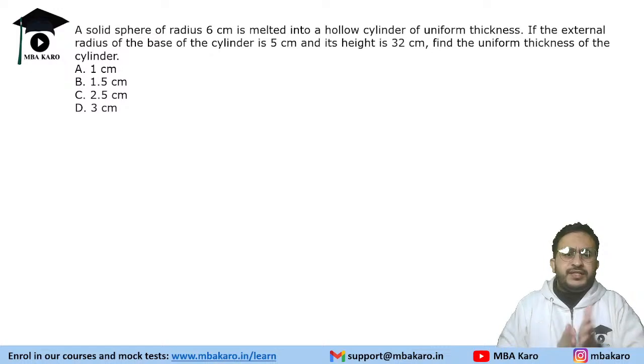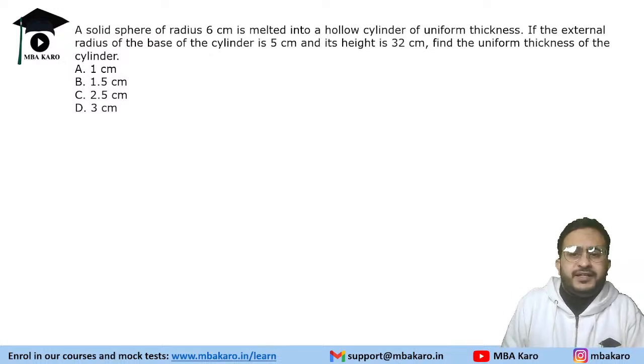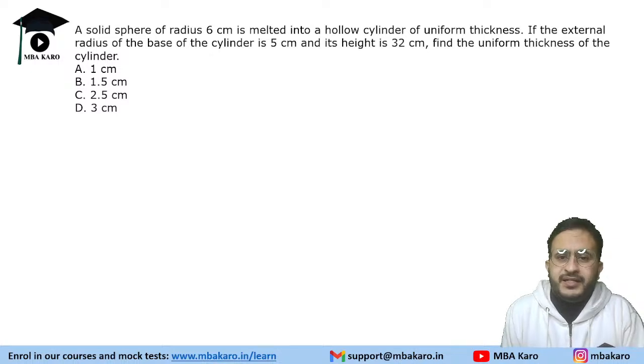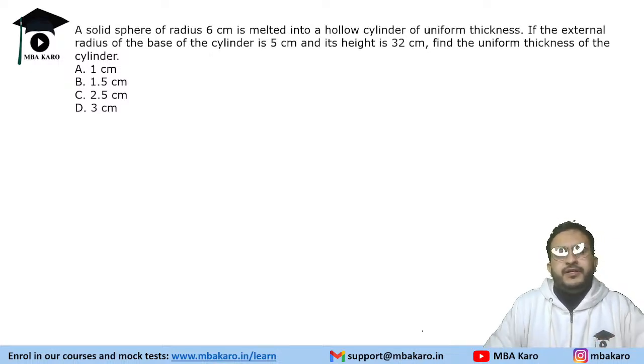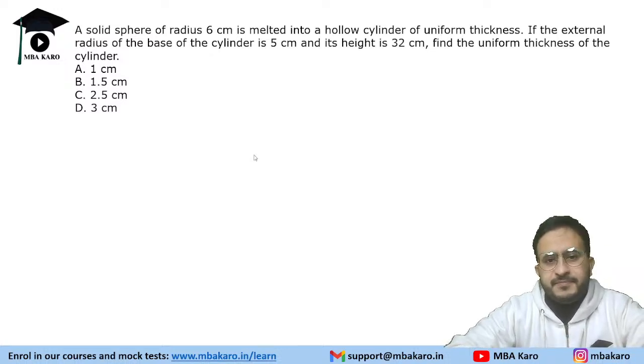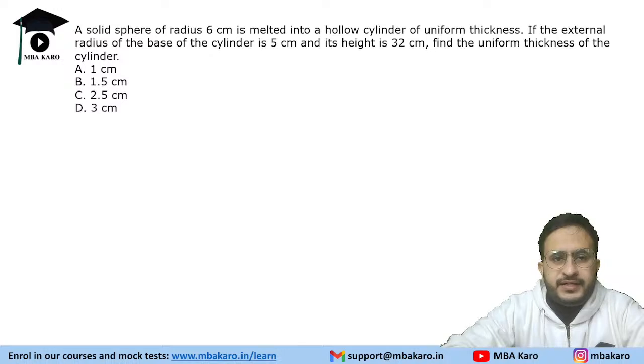So it says a solid sphere of radius 6 centimeter is melted into a hollow cylinder of uniform thickness. If the external radius of the base of the cylinder is 5 centimeter and its height is 32 centimeter, find the uniform thickness of the cylinder. So we have a sphere which is melted into a hollow cylinder, and the external radius of the cylinder is given to us and its height is given. We need to find the thickness of the cylinder.